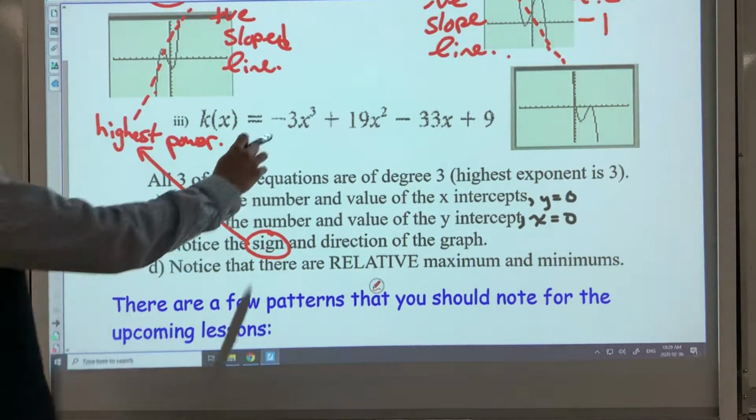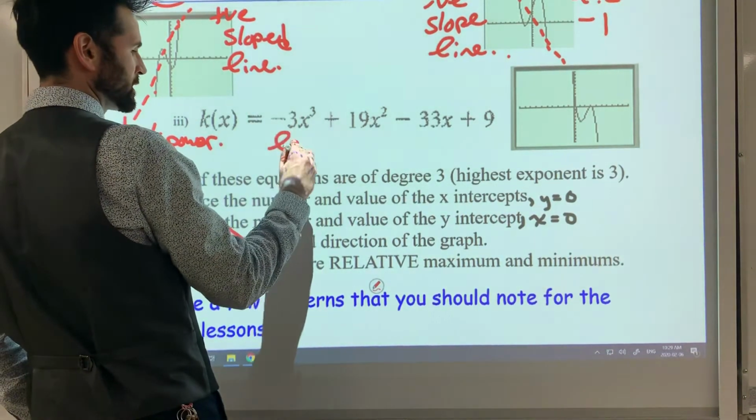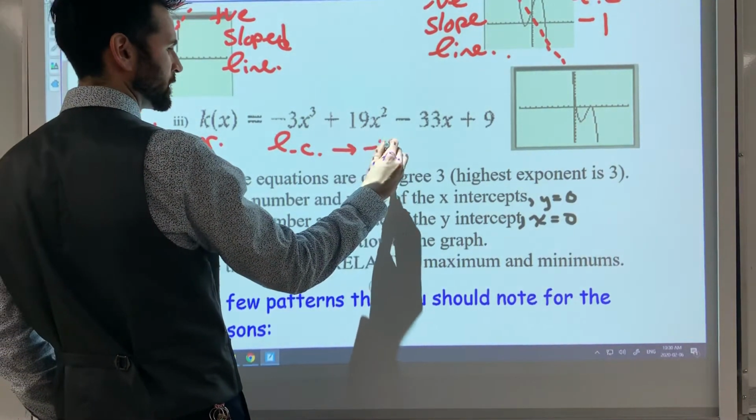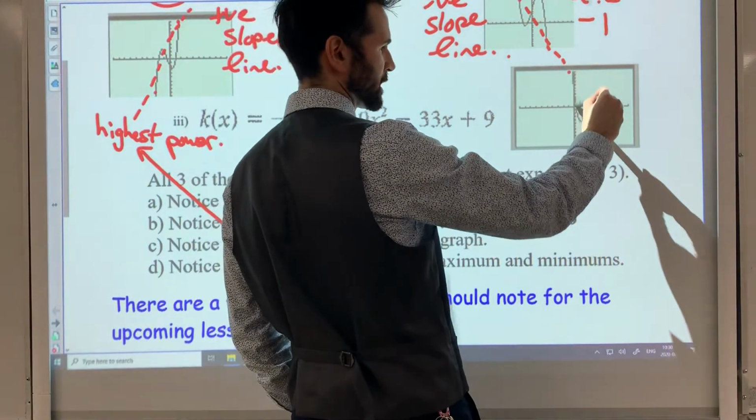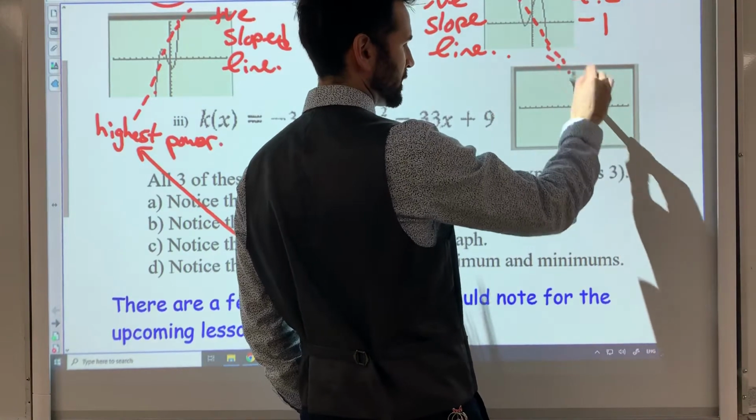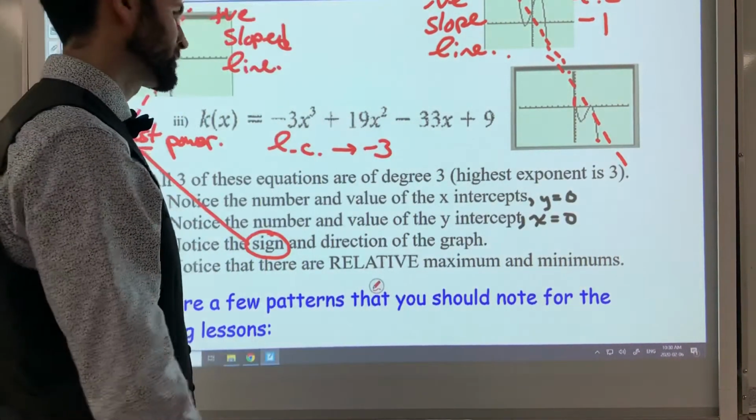Okay, here's another one. So still degree 3, and what's the LC, the leading coefficient? -3. And so it starts over here. It's hard to see. It starts over here, goes like this, ends over here. Is that a negatively sloped line again? Yeah.